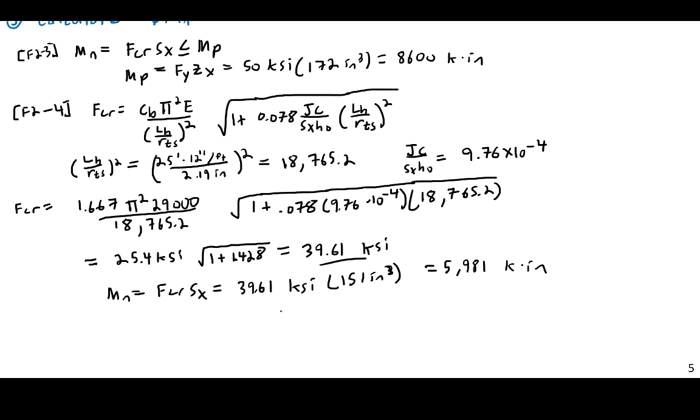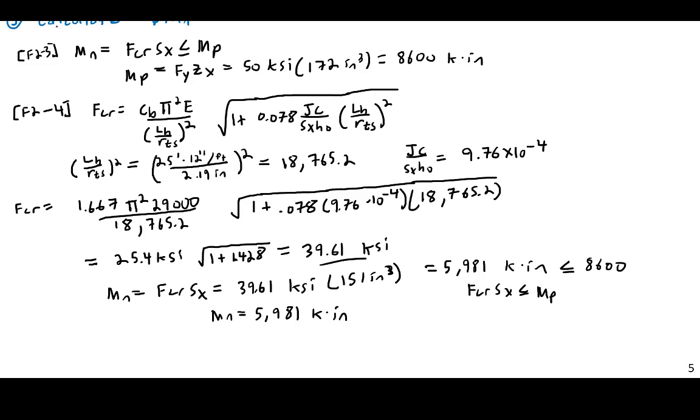And I can compare this to MP. This is indeed less than the 8,600 we got previously for the MP. So indeed, our FCR SX is indeed less than or equal to MP here. So then our nominal moment capacity is simply going to be 5,981 kip inches. Let me continue on to the next slide.